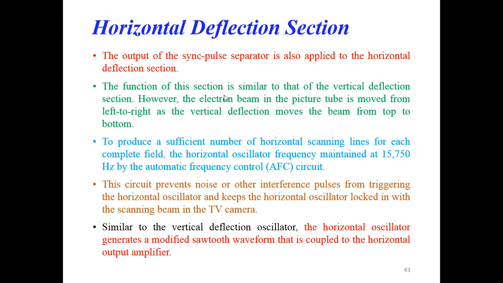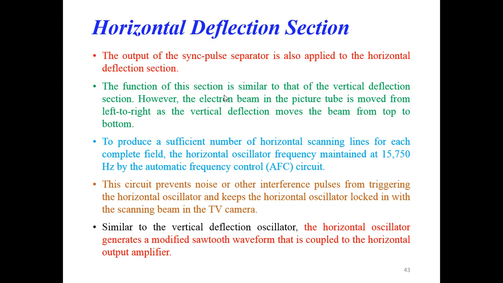Here, to produce a sufficient number of horizontal scanning lines for each complete field, the horizontal oscillator is maintained at 15,750 Hz by the automatic frequency control circuit. The circuit prevents noise or other interference pulses from triggering the horizontal oscillator and keeps the horizontal oscillator locked in with the scanning beam in the TV camera.